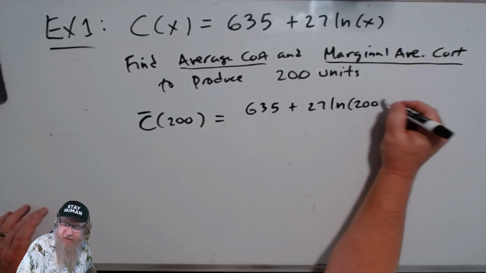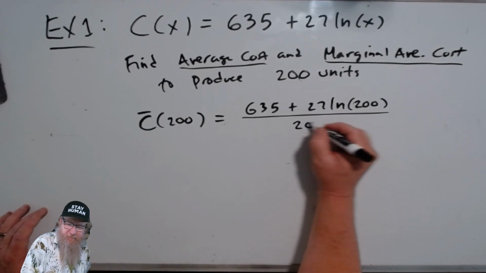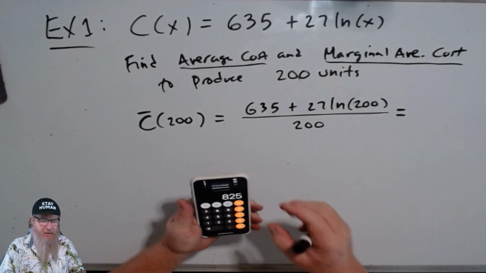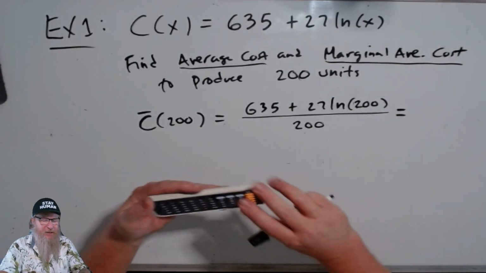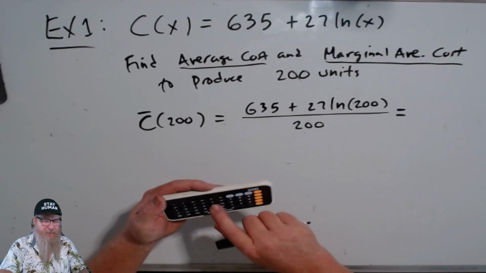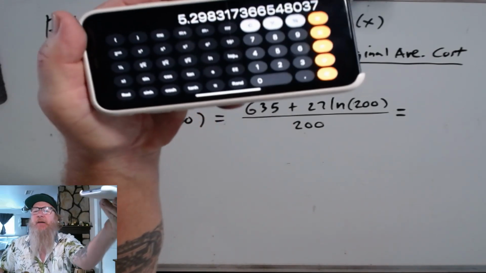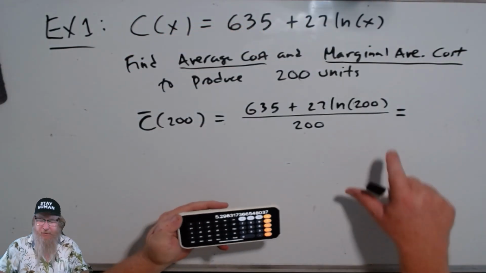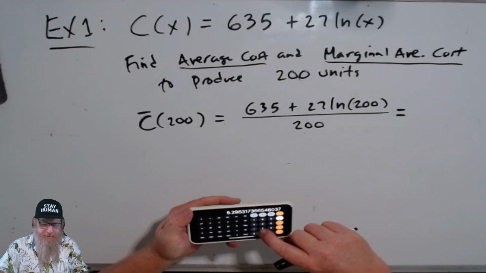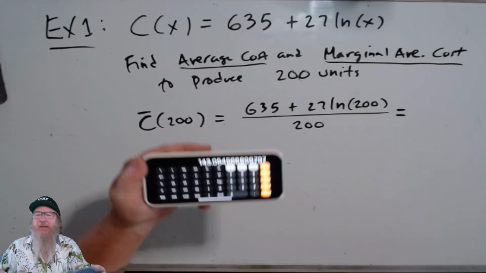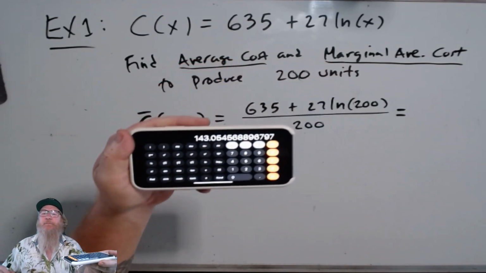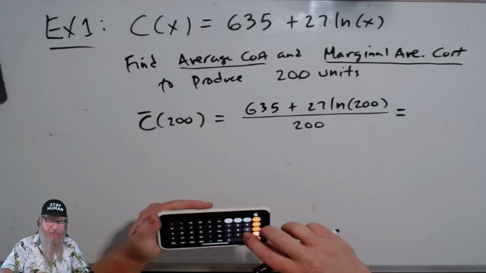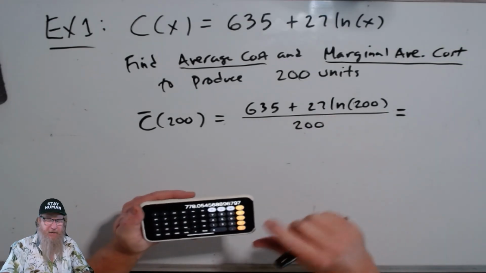Remember, this is not calculus yet. This is just arithmetic and algebra, so it does require a little calculus. I mean, a little calculator. So I got 200, got the ln of 200, which is about 5.29 or 5.3-ish. Doesn't really matter because I'm going to multiply it by 27. I'm not going to round it yet. Don't round until the very end. Then I'm going to add 635. And then finally, I'm going to divide by 200.